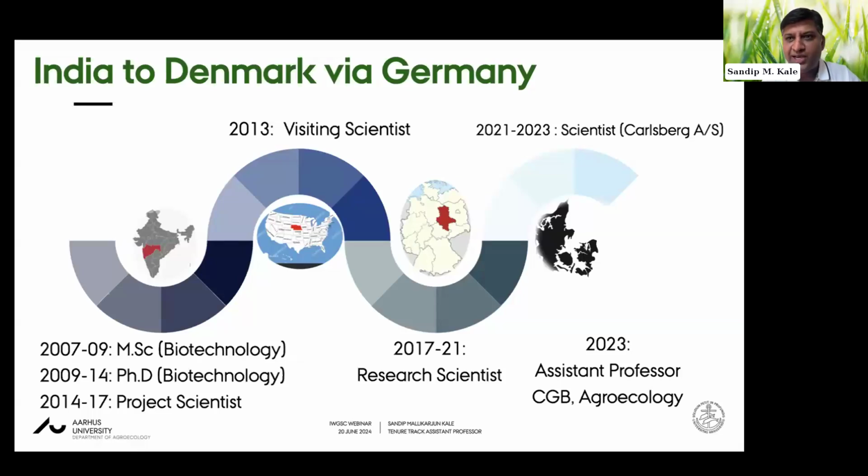So yeah, as you know, my name is Sandip Kale. I did my MSc and PhD in biotechnology in India, and then I worked as a project assistant with the International Crop Research Center, ICRISAT, in India. During my PhD, I also worked for 1 year as a visiting scientist in the US. Then I moved to Germany to work on wheat. It's the Gene Bank 2 project, where we characterized all the winter wheat accessions from the IPK gene bank.